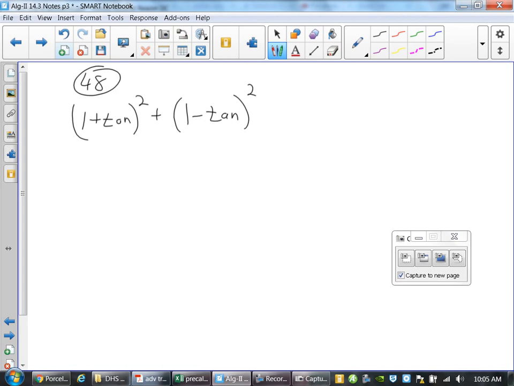Foil it out. It's a big thing that happens with you guys a lot when you get to something where it's junk squared. You forget to foil it out correctly. Think of it as tangent, 1 plus x, 1 squared plus 2x plus x squared when you foil everything through. So you get 1 plus 2 tangent plus tangent squared. The other one is the same idea: 1, now it's minus 2 tangent plus tangent squared.